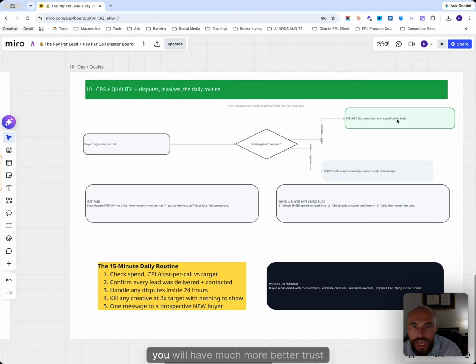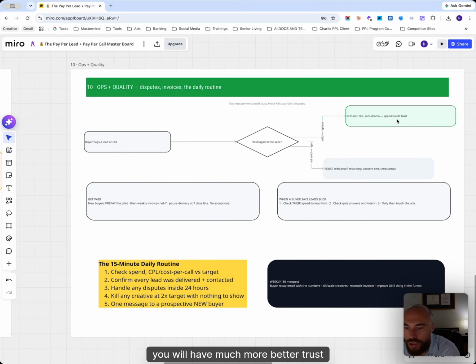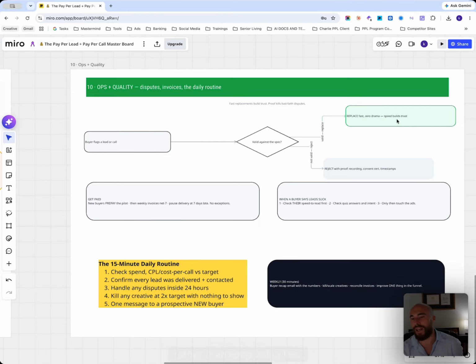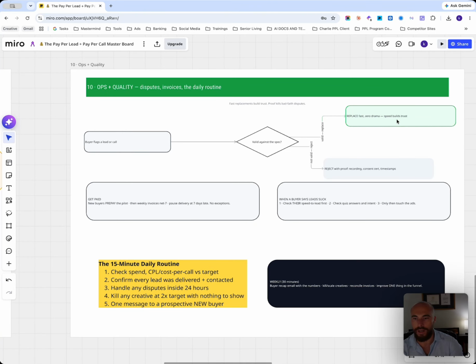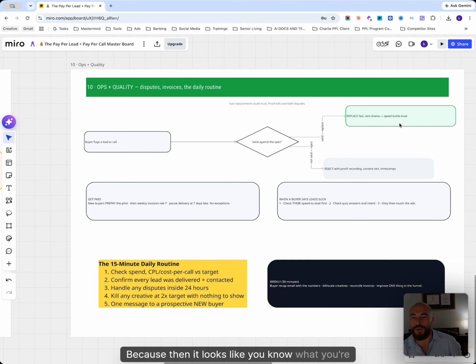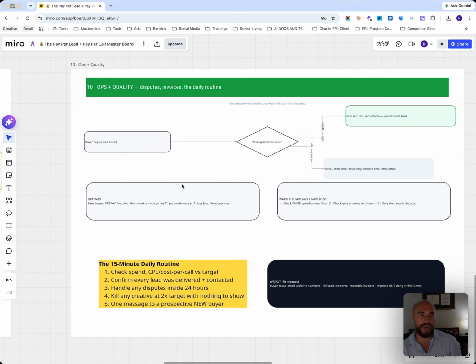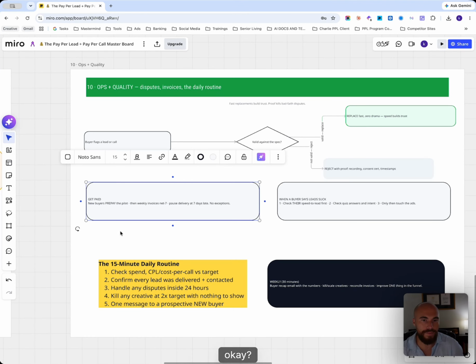You do it quickly. You will build much better trust rather than going back and forth. You're better off just replacing the lead, okay? Speed builds trust with these people, especially when you're selling to buyers that actually know what they're doing, because then it looks like you know what you're doing. When you have speed, that's the point. Then you get paid, okay?